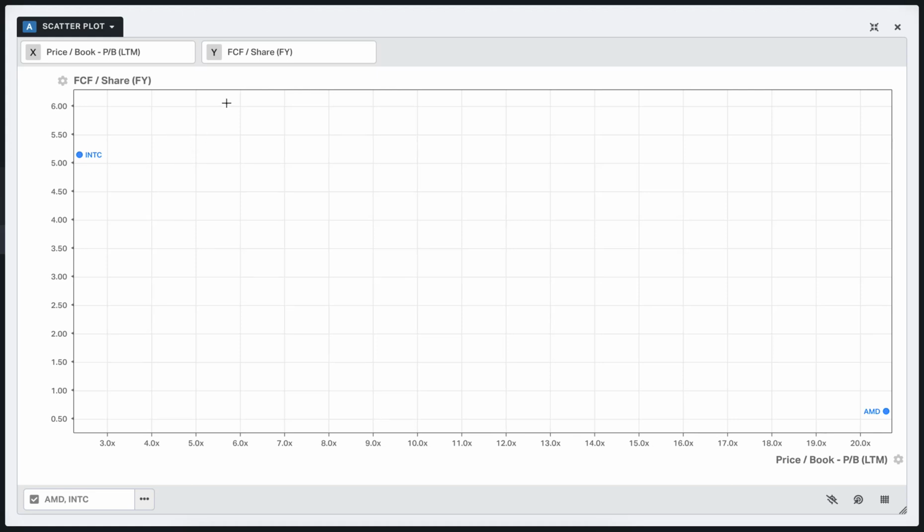Now, what about free cash flow per share, which is very important, because you want to know for every share that you own, every piece of the company that you own, how much free cash flow are you getting back from the company's operations?